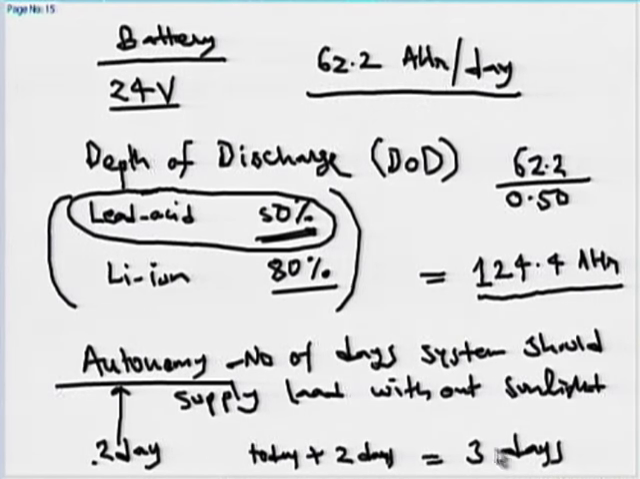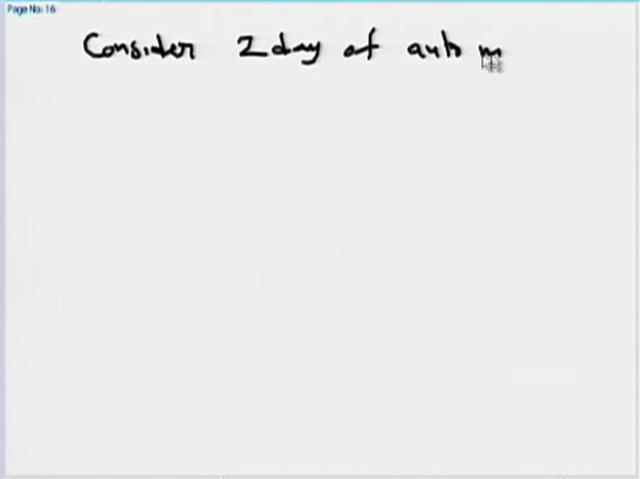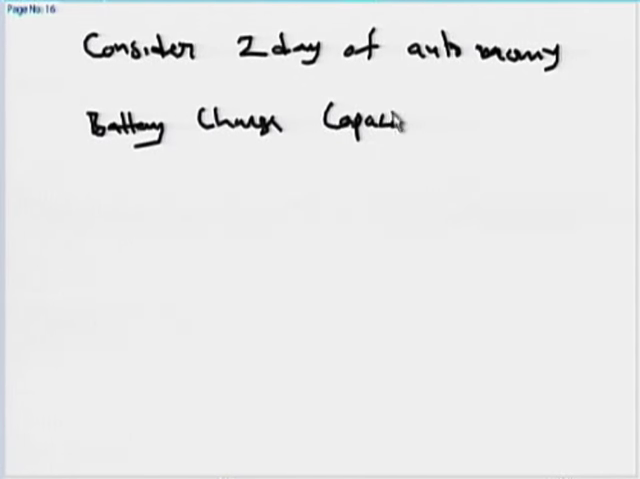So your actual capacity should be, if I'm taking autonomy, okay, so remember this number 124.4. Now considering 2 days of autonomy, your battery charge capacity is equal to 124.4 into 3. How much is this?